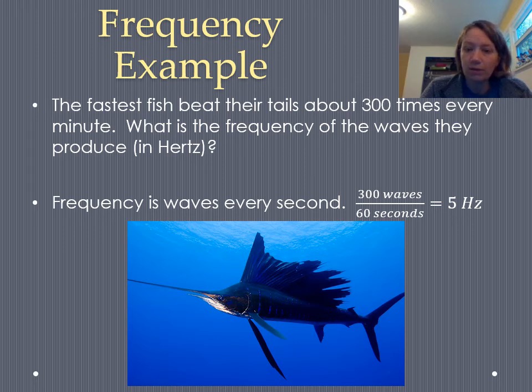So frequency is the waves every second. We did 300 waves in a minute, so 300 waves every 60 seconds, and that simplifies down to 5 hertz. So we would have a 5 hertz wave coming out of that sword tail.